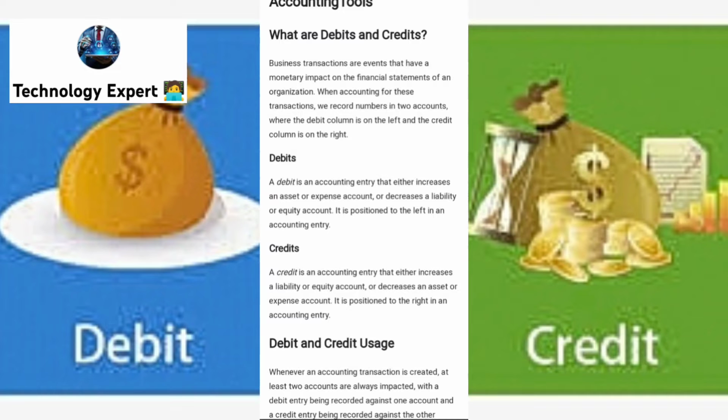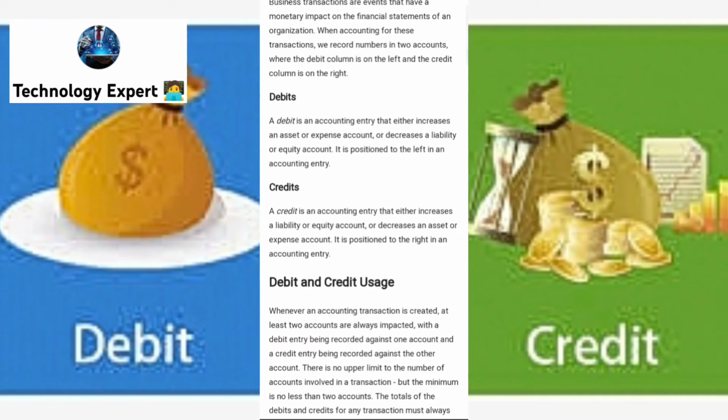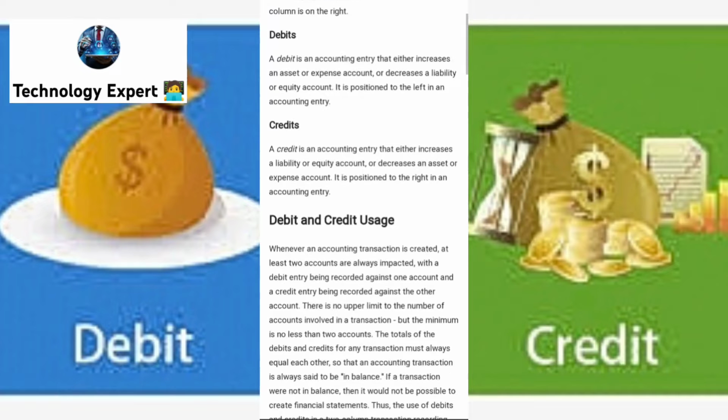Business transactions are events that have a monetary impact on the financial statements of an organization. When accounting for these transactions, we record numbers in two accounts, where the debit column is on the left and the credit column is on the right.